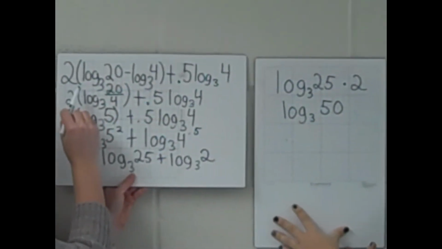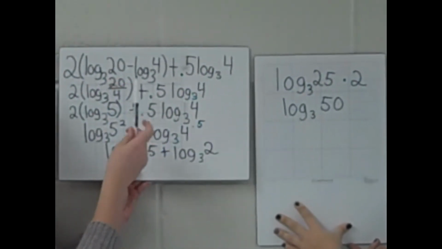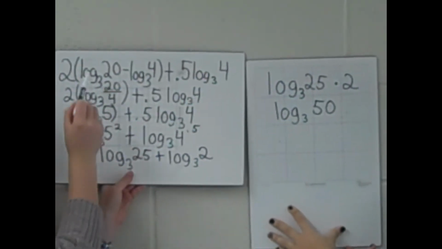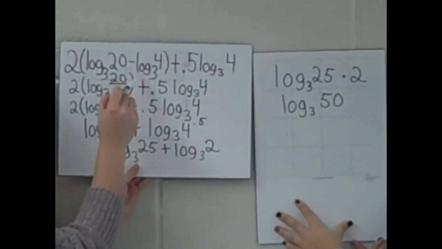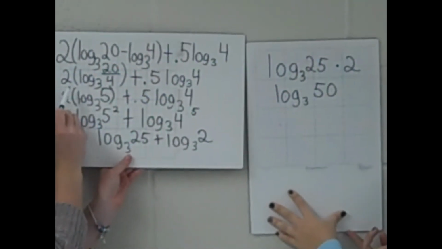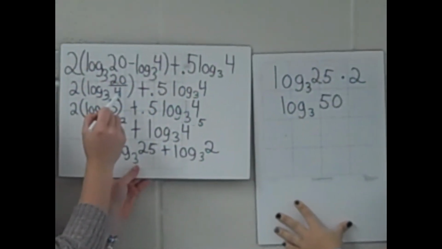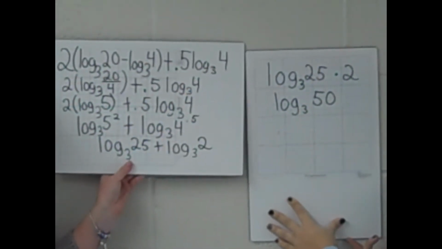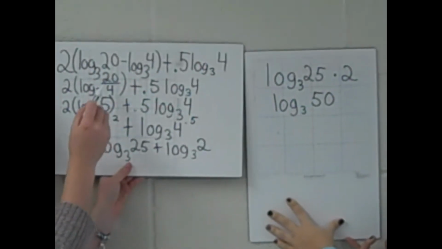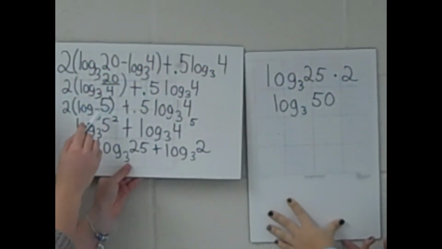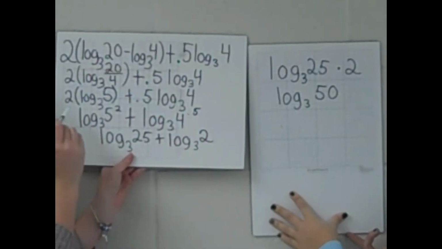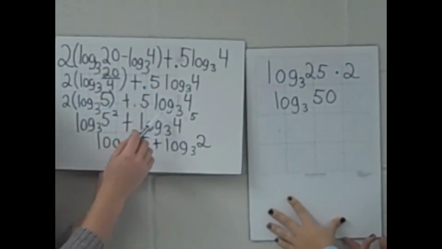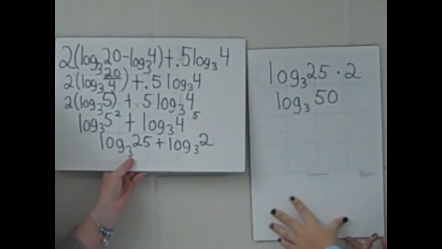Okay, so this is our problem right here. We are going to use the quotient property and condense this log base 3 of 20 minus log base 3 of 4, and put log base 3 of 20 over 4, and just keep the 2 the same, and the rest of the problem the same. Then we solve 20 divided by 4, which is 5, so we just rewrite the whole thing, and it's 2 log base 3 of 5 plus 0.5 log base 3 of 4.